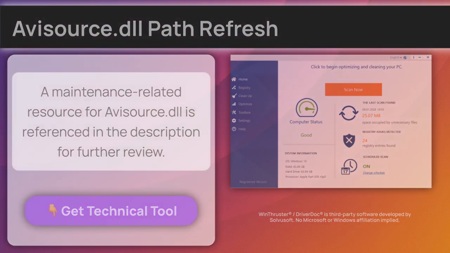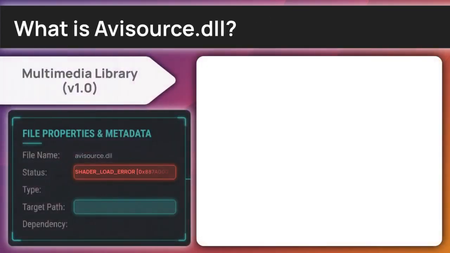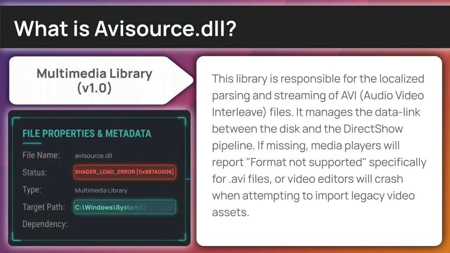This is the Avisource module. This library is responsible for the localized parsing and streaming of AVI, audio-video interleave files. It manages the data link between the disk and the DirectShow pipeline. If missing, media players will report format not supported specifically for .avi files, or video editors will crash when attempting to import legacy video assets.